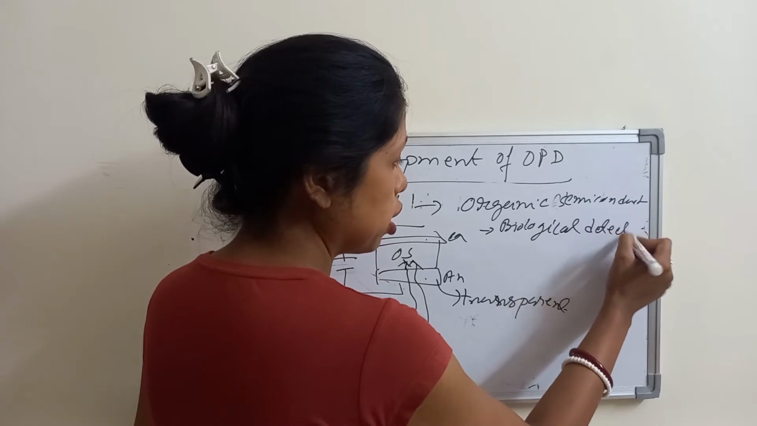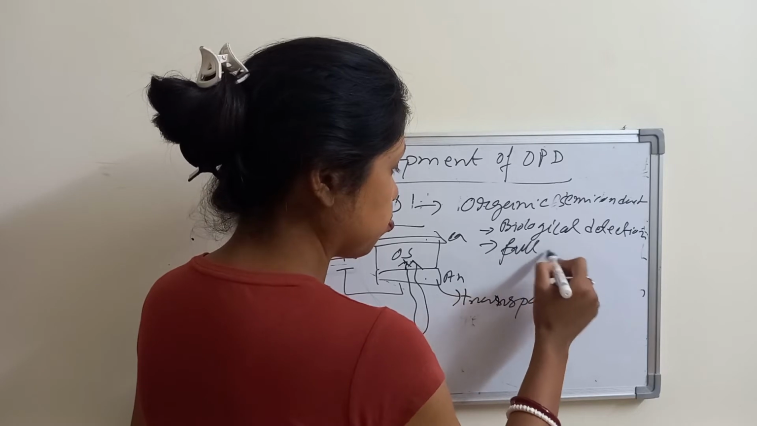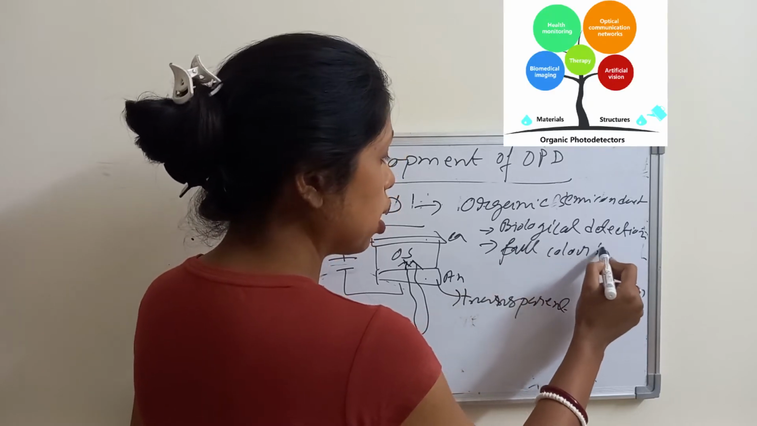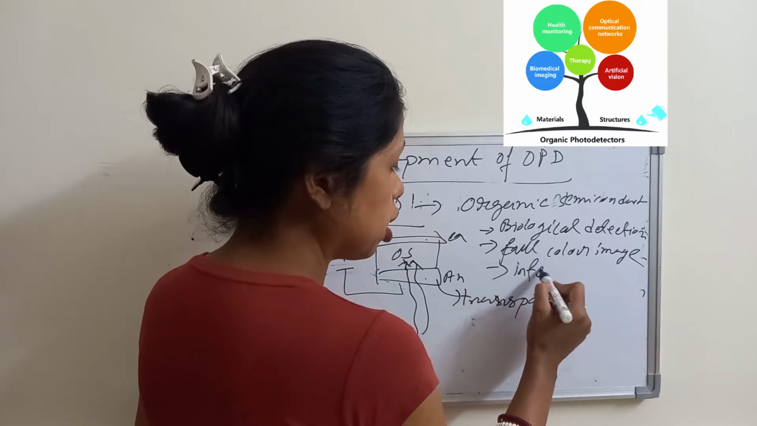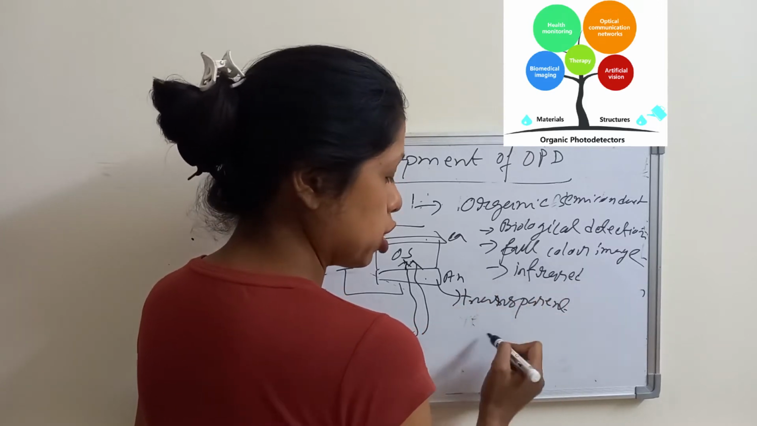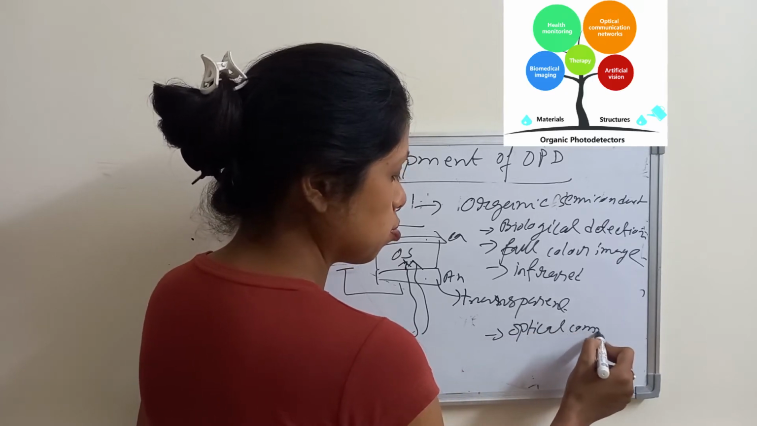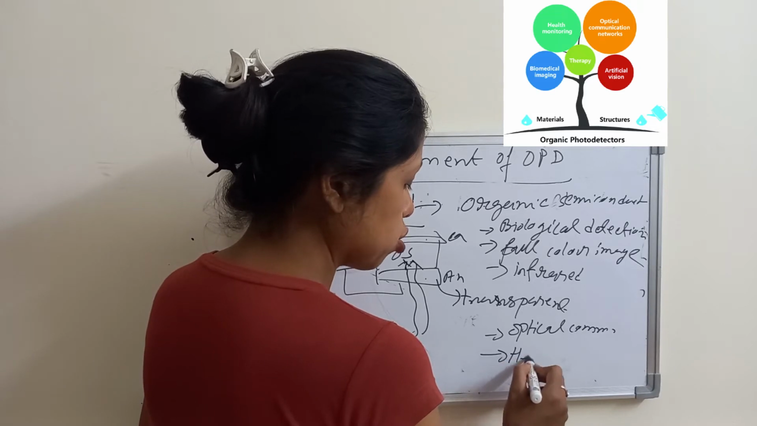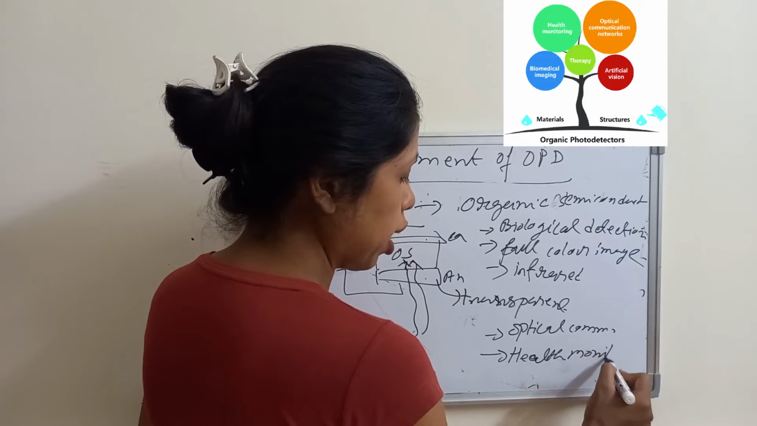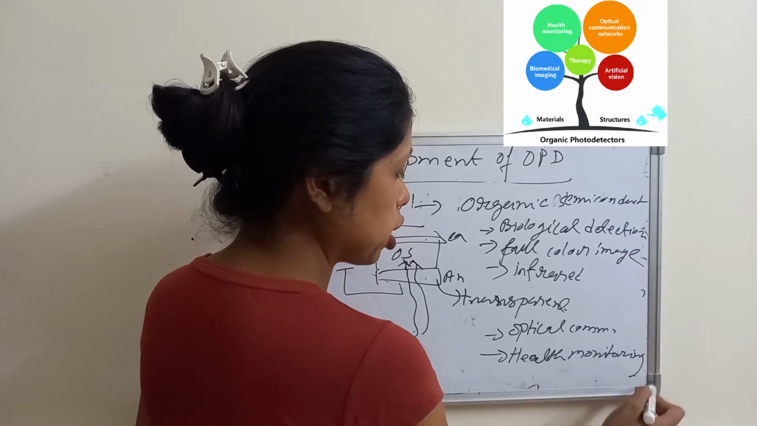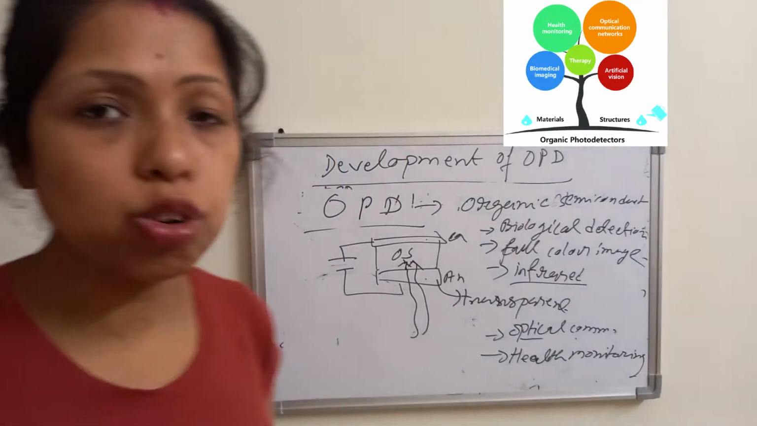Biological detection application, full color image application, infrared application. The research is going on for infrared application, optical communication application, health monitoring. So already lots of research papers were published in case of the health monitoring, full color image application. The infrared and optical, these two researches are still going on.